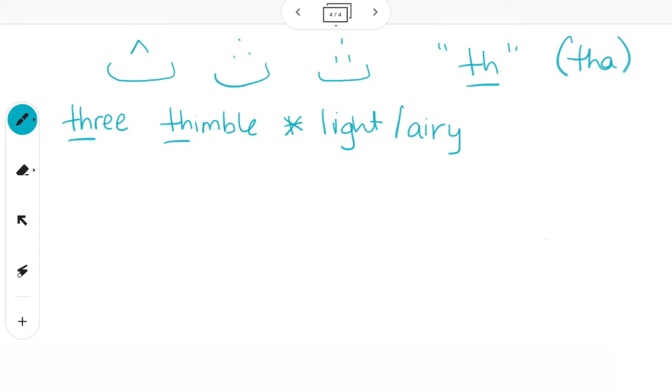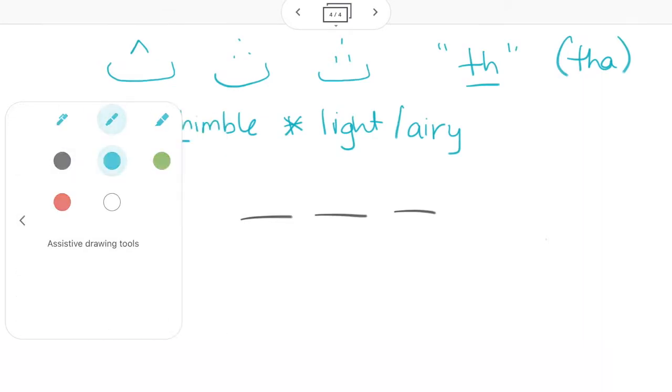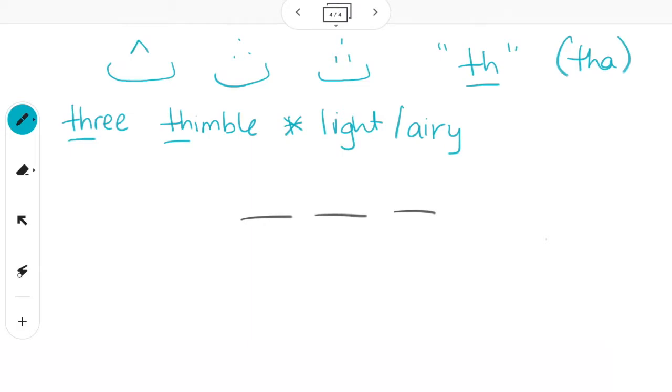Do not push down your teeth on the tongue because then you'll get the other sound. That's a different sound. So we want a light, airy sound. Tha. So you're going to go ahead and write initial, medial, and final. Good. So initial, medial, final. And of course we can write it like this with a carrot top. Okay.